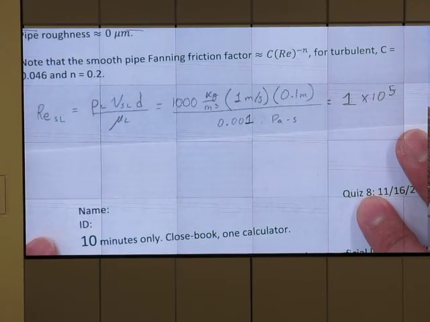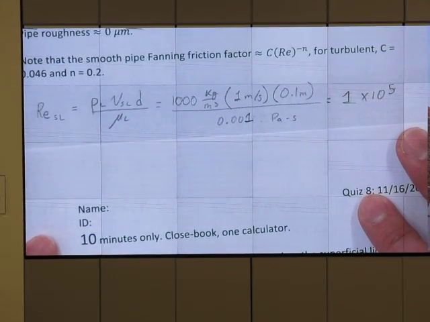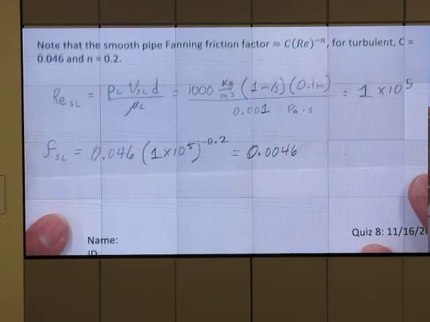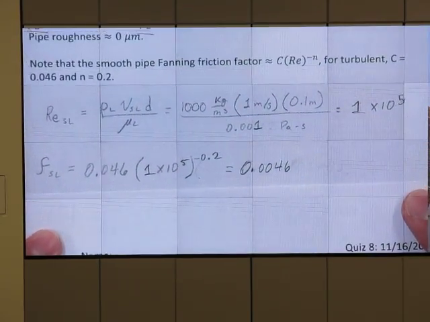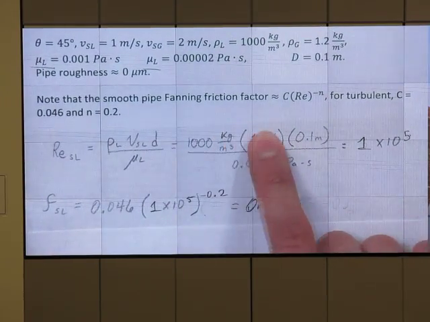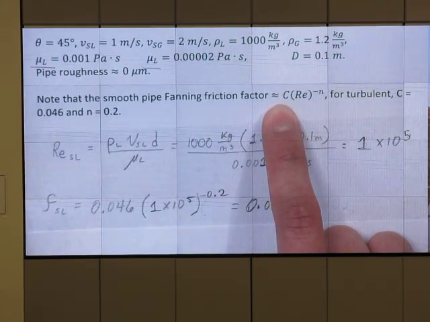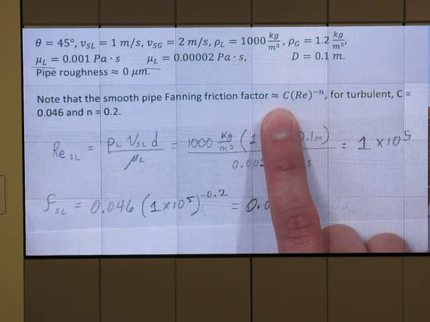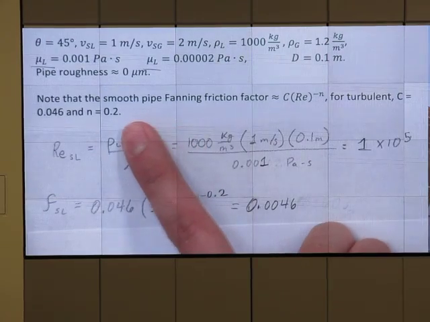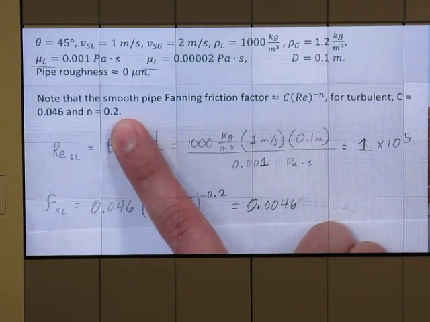So first you get Reynolds number sub SL, right? Next, calculate the friction factor. The formula for friction factor is given. I don't expect you to know that it is 0.046, and that n should be 0.2, so I give this to you. But I expect you to know 2f rho V squared over D.